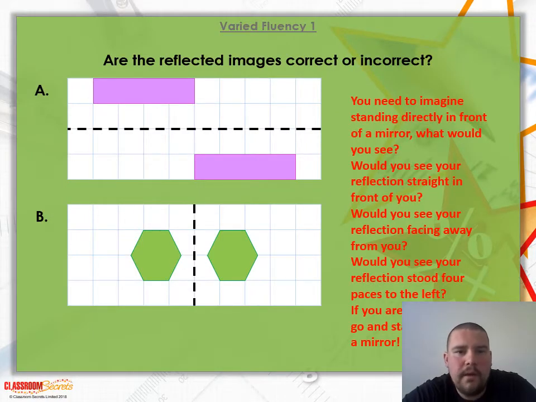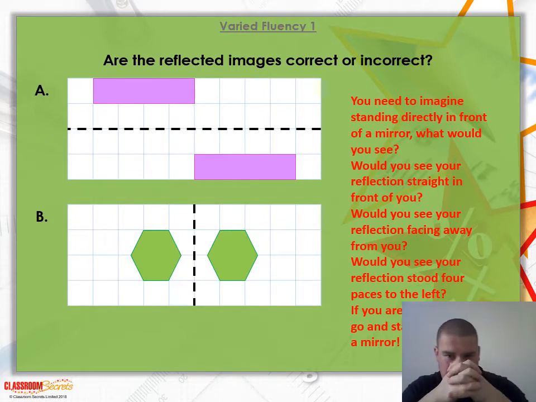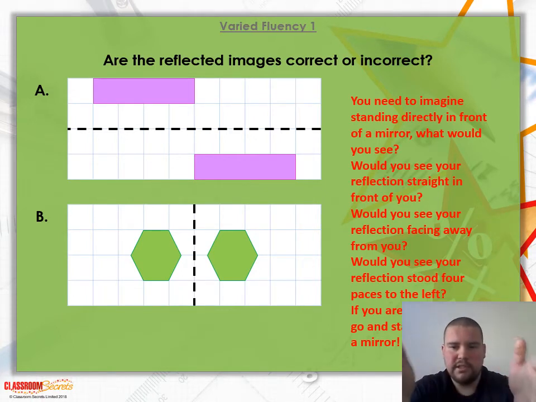Okay. Are reflected images correct or incorrect? So on the right hand side I've put, you need to imagine standing in front of a mirror. What would you see? Would you see the reflection straight in front of you, or would you see the reflection facing away from you if you were still directly here? So if you're a little bit unsure, go stand in front of the mirror and see if your reflection is straight in front of you, or is your reflection over here? Okay, let's have a look at that.